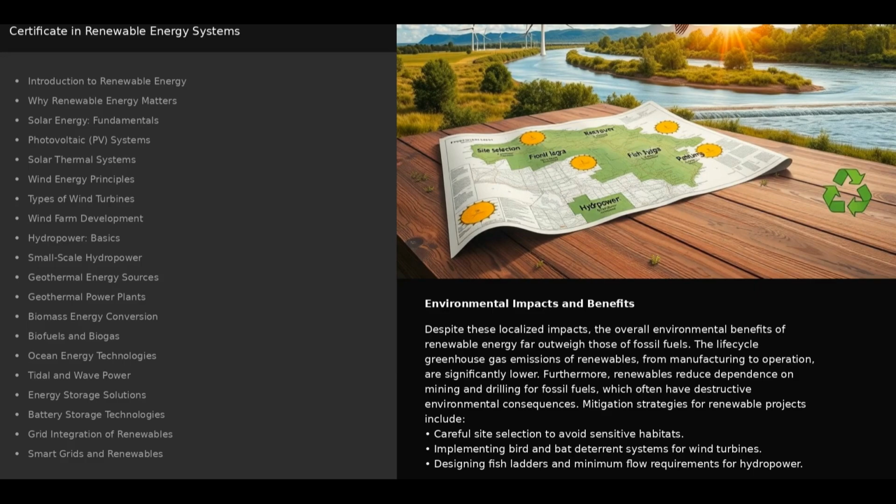Mitigation strategies for renewable projects include careful site selection to avoid sensitive habitats, implementing bird and bat deterrent systems for wind turbines, designing fish ladders and minimum flow requirements for hydropower, recycling and responsible disposal of components at end of life. By continuously improving technology and implementing best practices, the environmental footprint of renewable energy can be minimized, ensuring their vital role in a clean, sustainable future. The net effect is overwhelmingly positive for the planet.